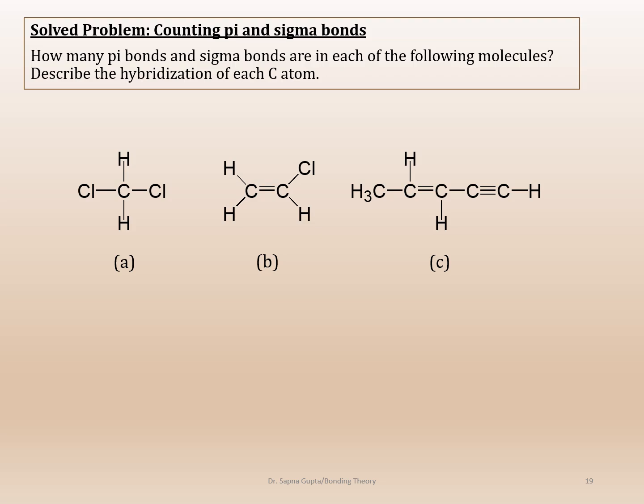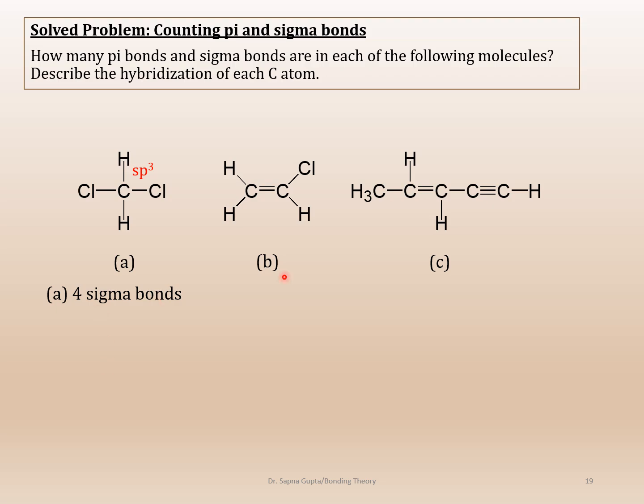Okay. So here is an example for pi bonds and sigma bonds. How many pi bonds and sigma bonds are in each of the following molecules, and what is the hybridization? For the first one, you can see it's sp3, and the bond angle here would be 109. Are we asked the bond angle? We are not asked for the bond angle, just how many pi bonds and sigma bonds. So this has 4 sigma bonds, okay?